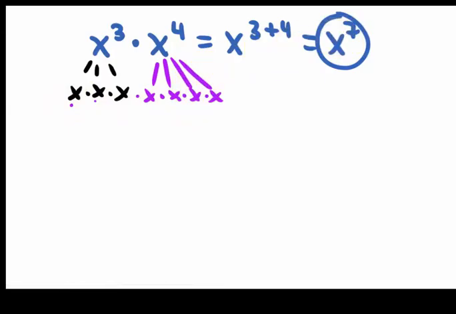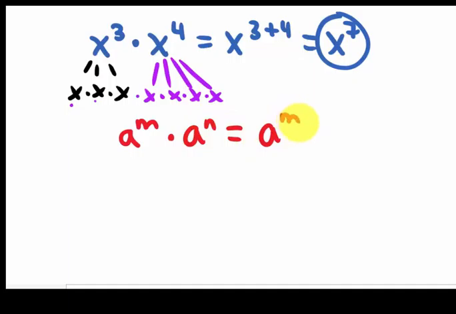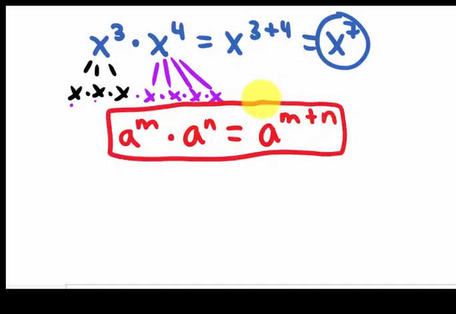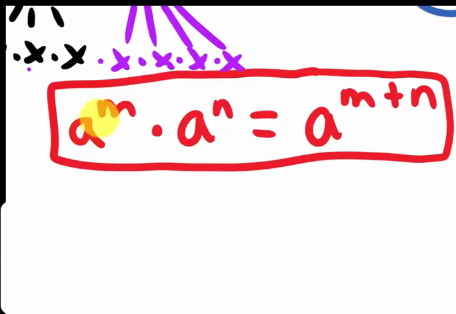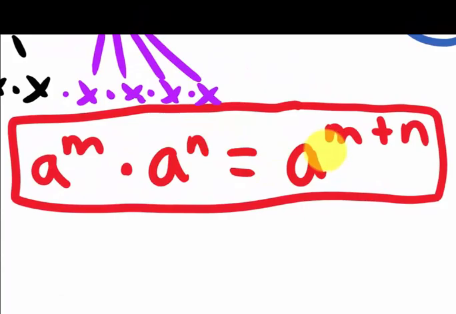And so we can write this as a to the m times a to the n equals a to the m plus n power. So when you're multiplying powers with the same base, you just add the exponents. a to the m times a to the n equals a to the m plus n power. So that's how you multiply powers with the same base. You just add the exponents.